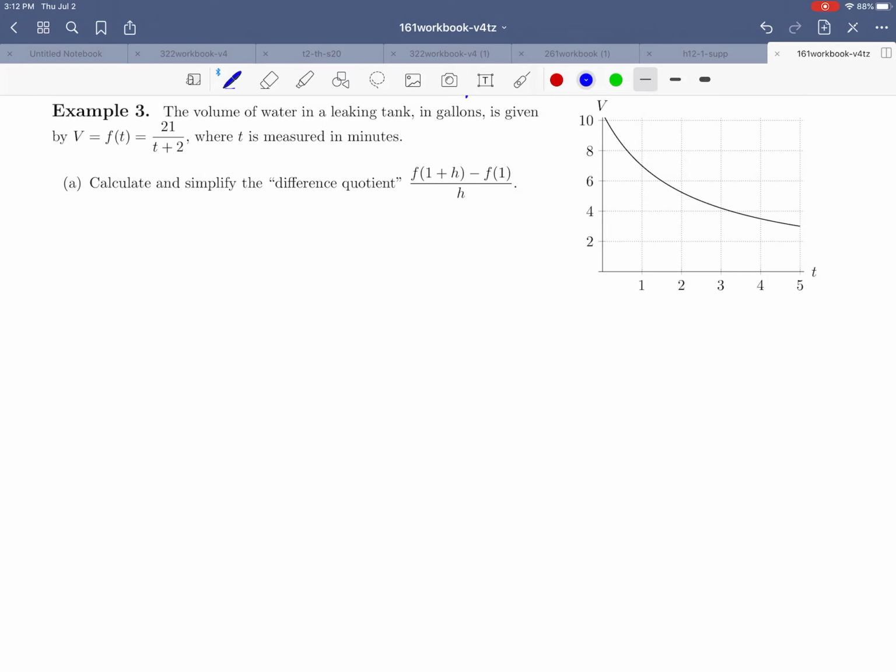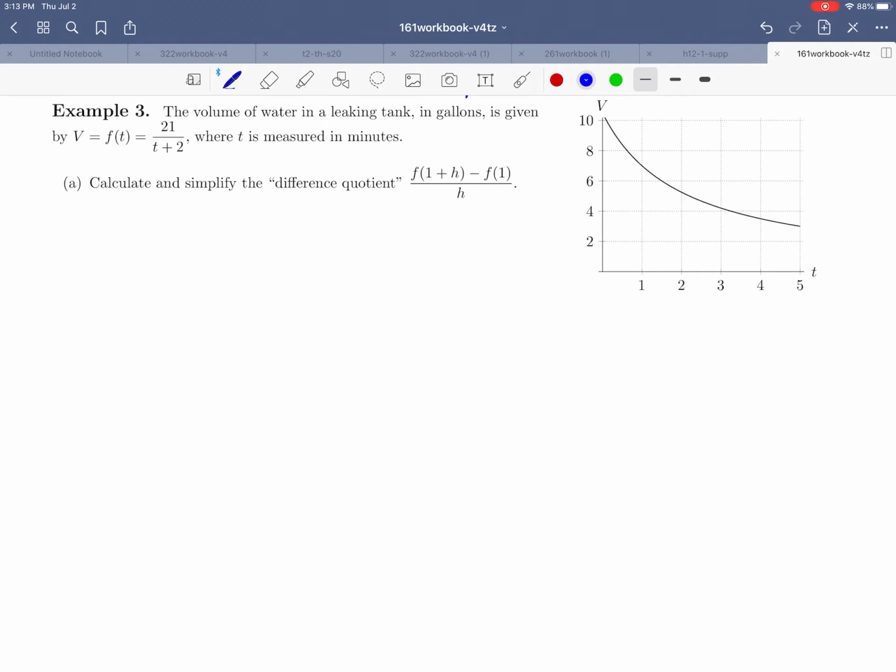Welcome to example 3. The volume of water in a leaking tank in gallons is given by V equals f of t equals 21 over t plus 2, where t is measured in minutes. Calculate and simplify the difference quotient f of 1 plus h minus f of 1 divided by h.